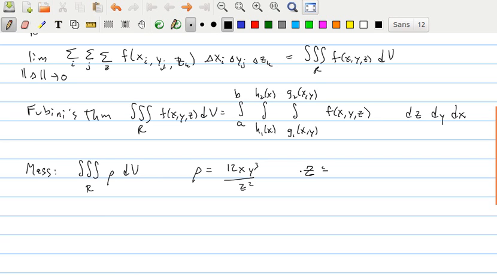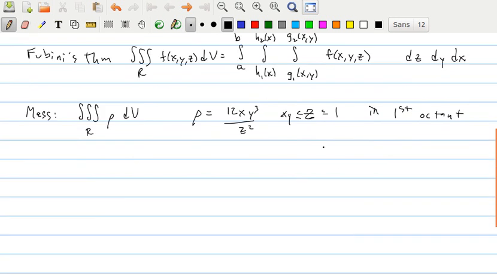z goes from 1 to xy, let's not do that. Let's do the other way around. Let's say from xy to z equals 1 in the first octant.